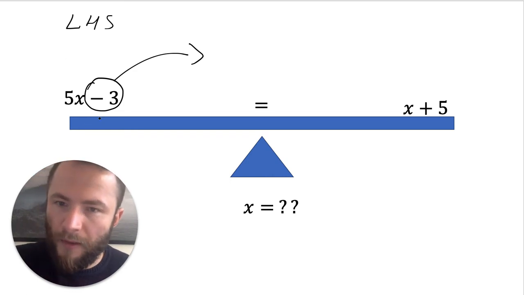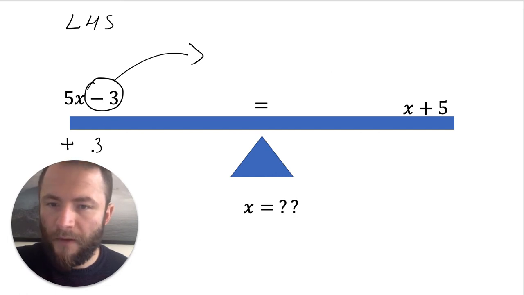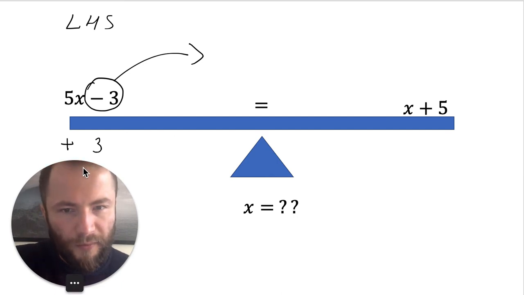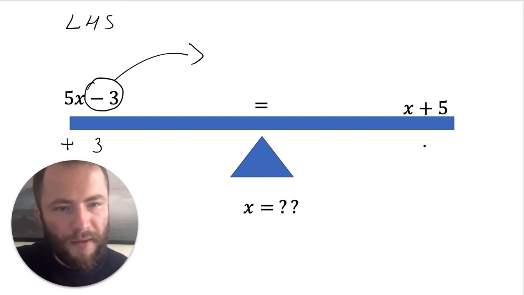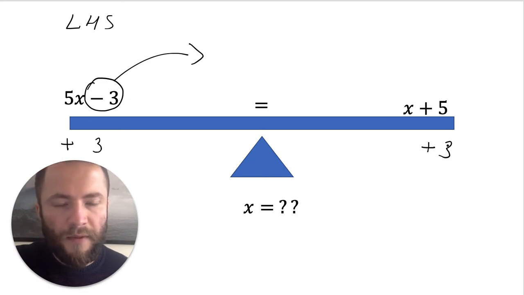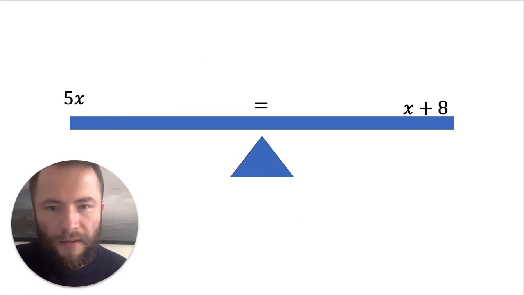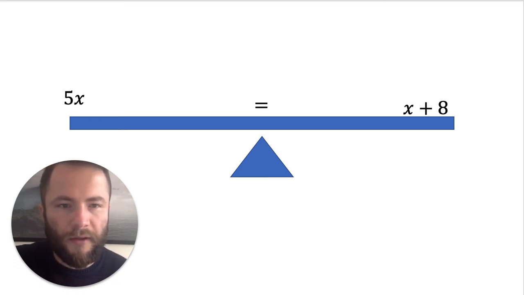How do I do that? Well, because I have minus 3 over here, I want to get rid of it. I'm going to add plus 3 on this side. And because I have to do the same thing on both sides, I'm going to add plus 3 on this side as well. Okay. So now, minus 3 plus 3 is just equal to 0. And on the right, 5 plus 3 is equal to 8. So if I look at the result, I get that 5x is equal to x plus 8. Minus 3 is now gone. Very good.